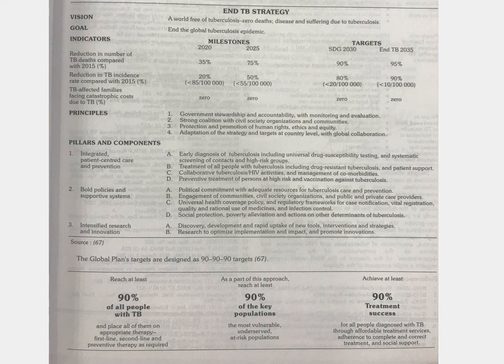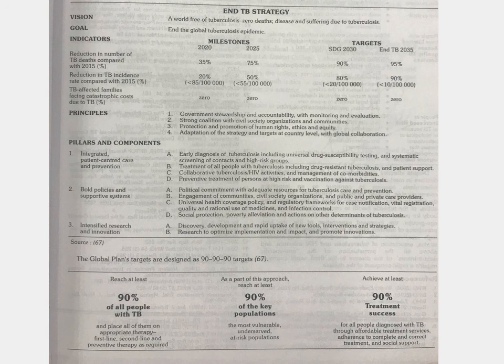of this NTB strategy include government stewardship and accountability with monitoring and evaluation, strong coalition with civil society organizations and communities, protection and promotion of human rights, ethics and equity. And the last principle is adaptation of the strategy and targets at country level with global collaboration. And then you can see the pillars and components which I have already mentioned. You can get back to this slide and see the things.